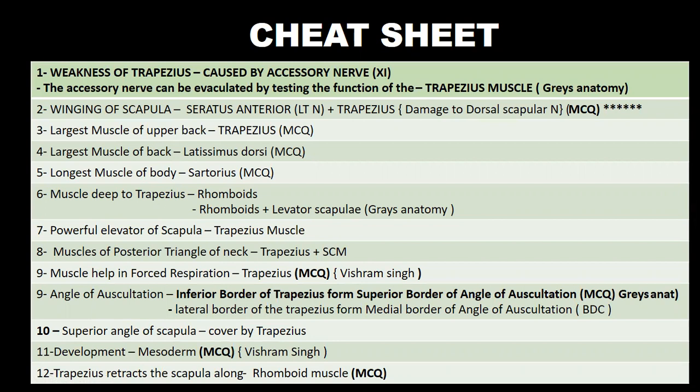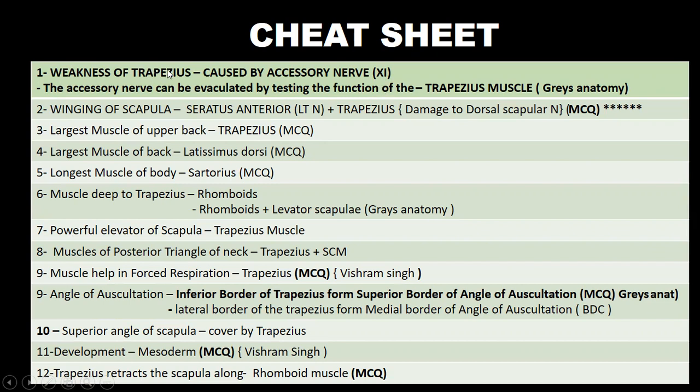So, from all these three books, I found some unique points that might come in the examination and some have already come in the exam. So first is weakening of trapezius. As I already said, the accessory nerve, which is the 11th cranial nerve, is always associated with trapezius.